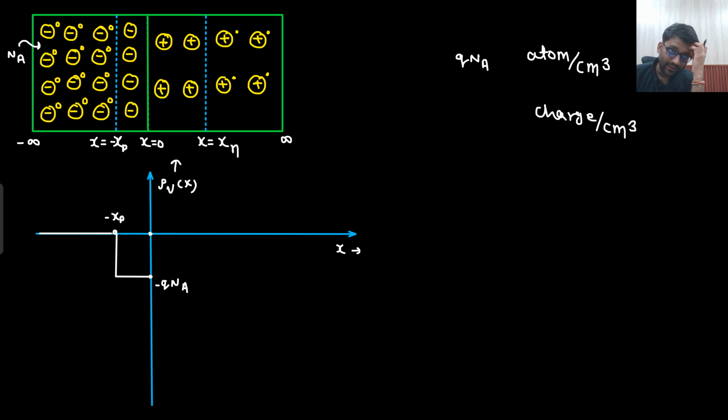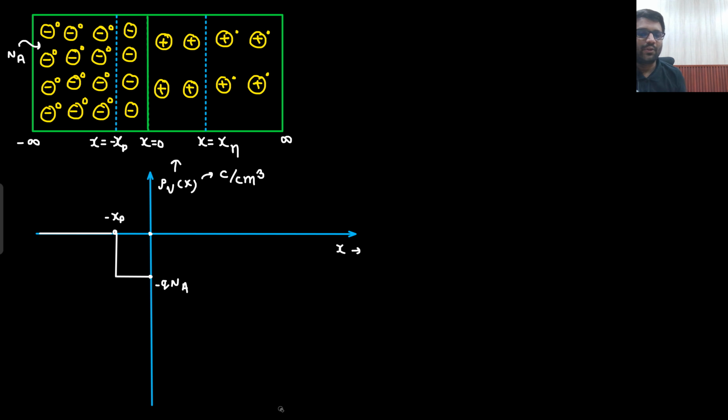Again, let me repeat what I am saying. From minus xp to 0, I am having negative charge. How much negative charge? This rho V would represent Coulomb per centimeter cube. So Na is atoms per centimeter cube, so q into Na would be this much charge per centimeter cube I am having. So minus qNa, this much charge per centimeter cube.